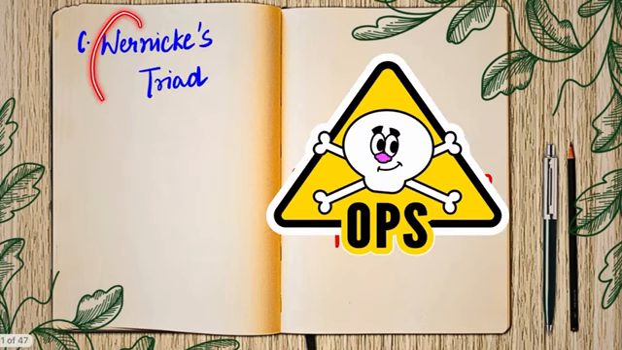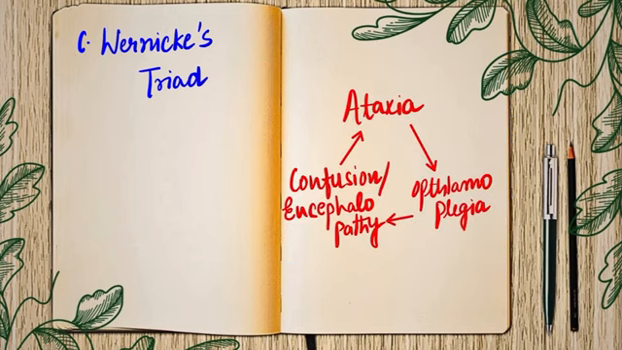Next triad is Wernicke's triad. Now for Wernicke's triad, we have to learn the triad of ataxia, confusion or encephalopathy, and ophthalmoplegia. Brain and eyes both are involved along with ataxia.